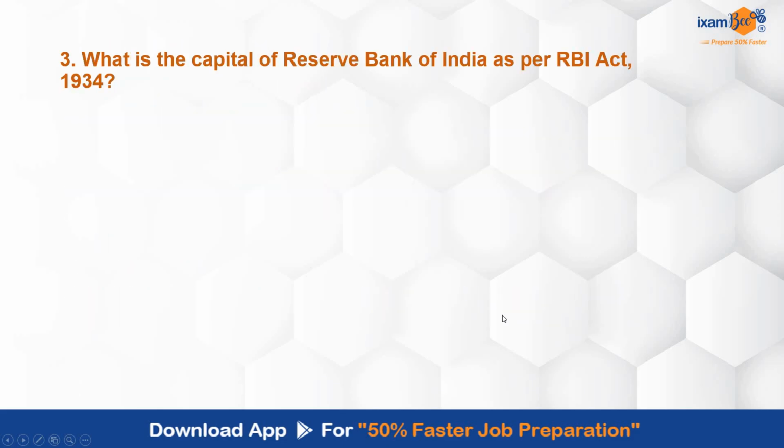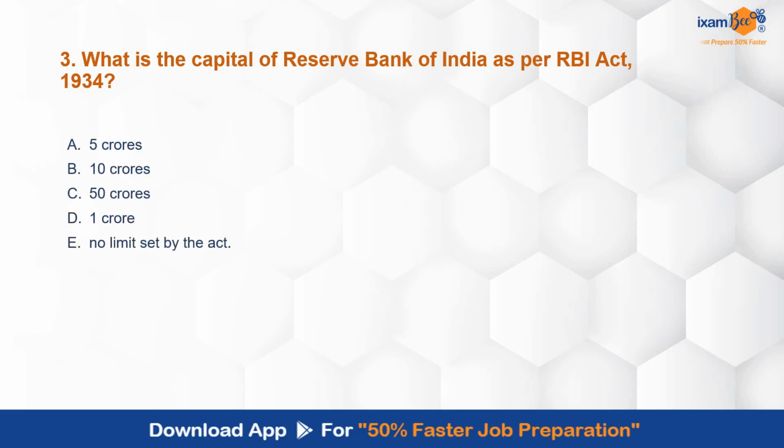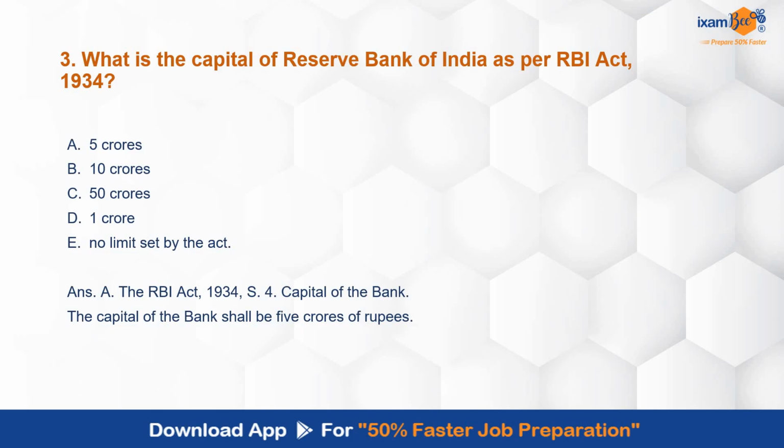What is the capital of Reserve Bank of India as per RBI Act? 5 crores, 10 crores, 50 crores, 1 crore. No limit is set by the Act. Correct answer is A. 5 crores. The limit has been set under Section 4 of the RBI Act.